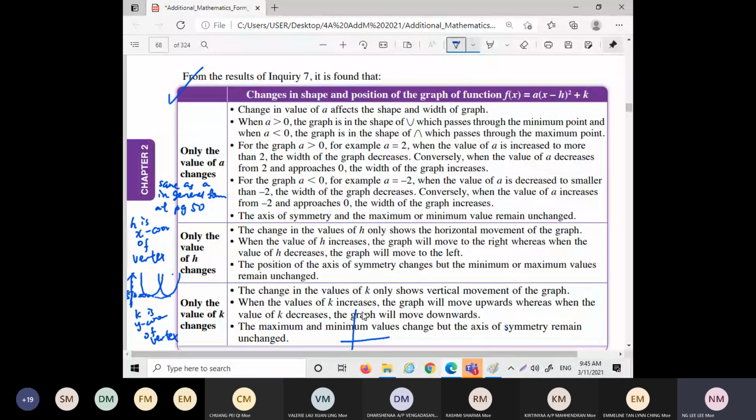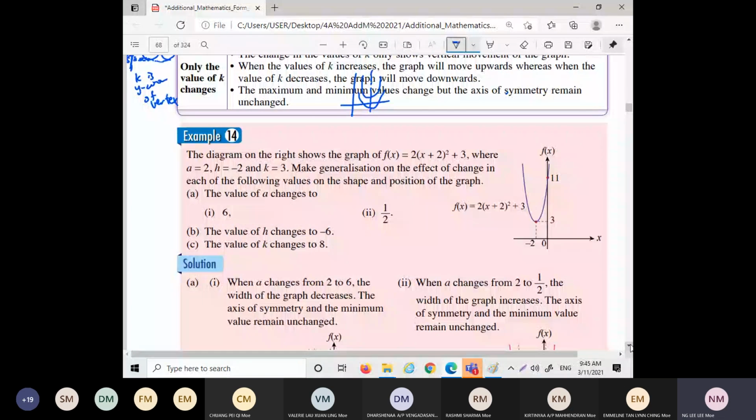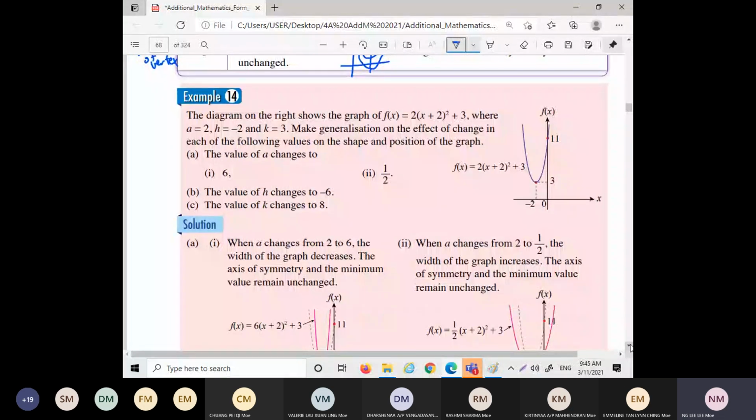If you have a graph, this is the axis of symmetry. If you change the value of the K, maybe decrease, the axis of symmetry is still the same. This is the meaning. So actually not that difficult. Okay, we look at this example.